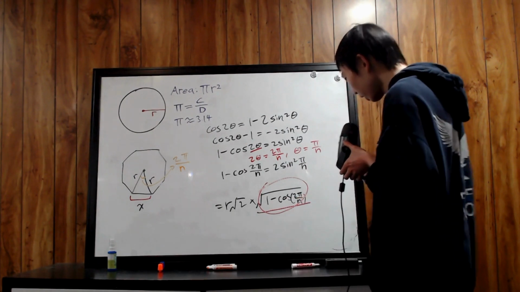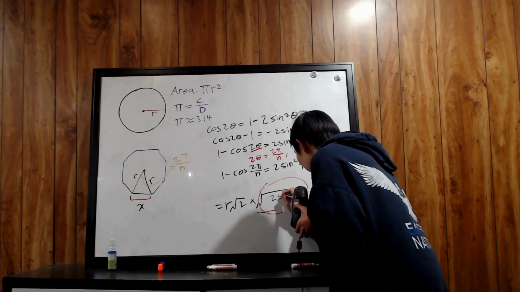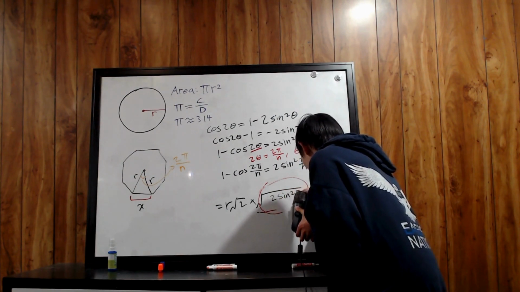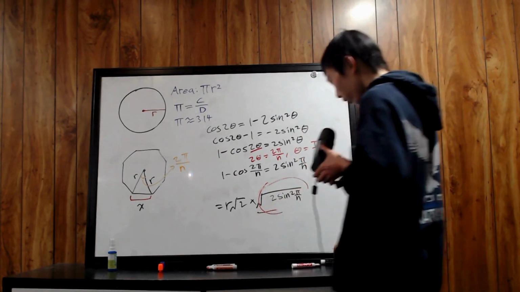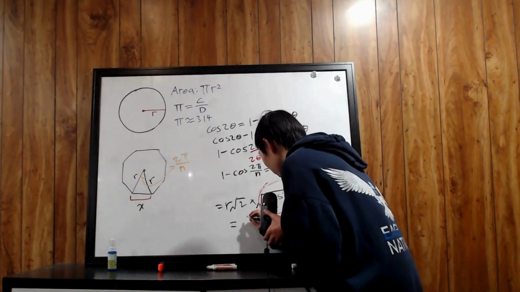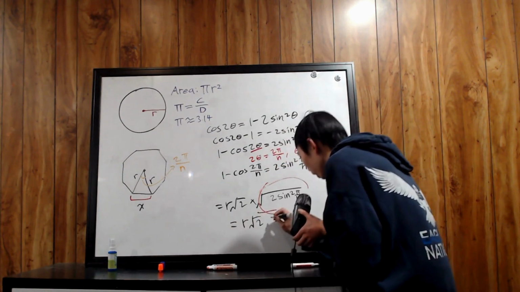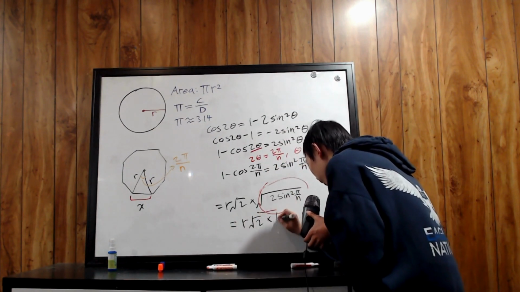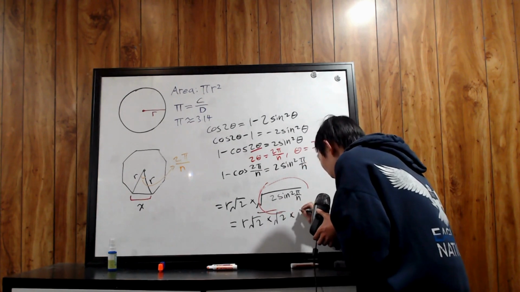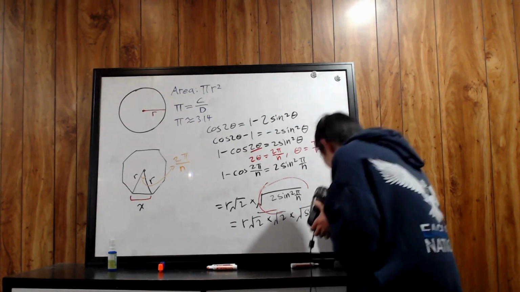We can replace what's inside this square root with 2 sine squared pi over n. And now, finally, if you were to simplify this square root, you would just get this is equal to r times the square root of 2 times, and now you can split this up as square root of 2, and then square root of sine squared pi over n.